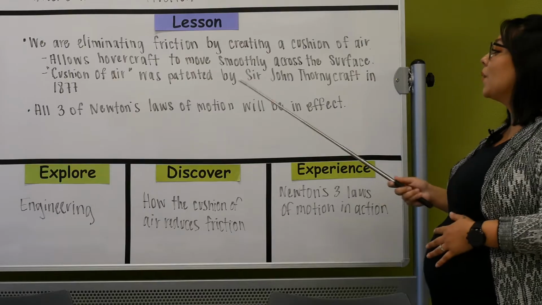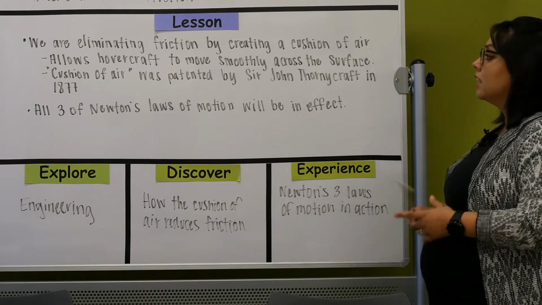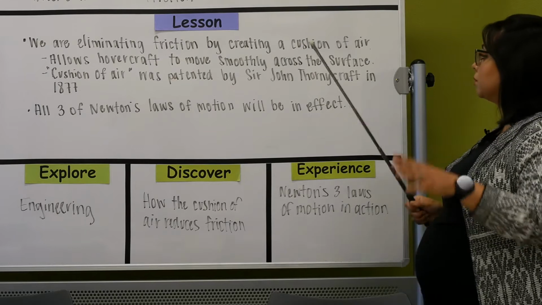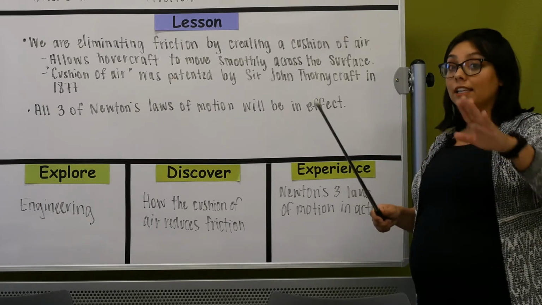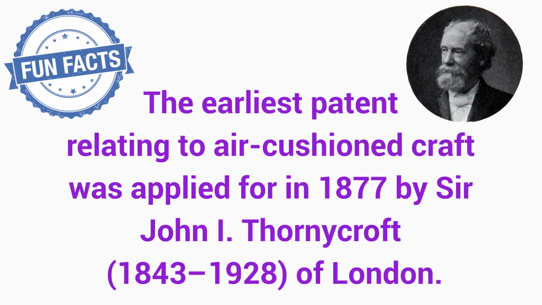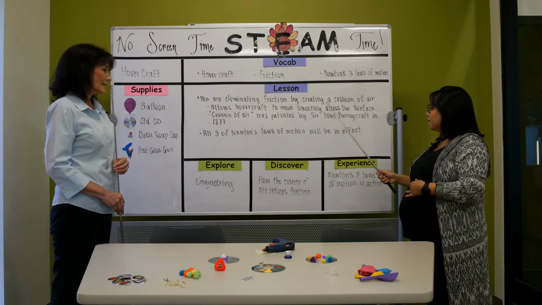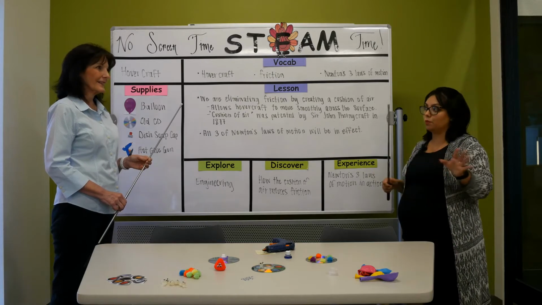Okay. So we are going to be eliminating friction by creating a cushion of air. This allows the hovercraft to move smoothly across the surface. So it's not going to lift up very high, but it'll glide over the surface. And the cushion of air was actually patented by Sir John Thornycroft in 1877. All right, and like we said, all of Newton's laws of motion will be in effect with this hovercraft.